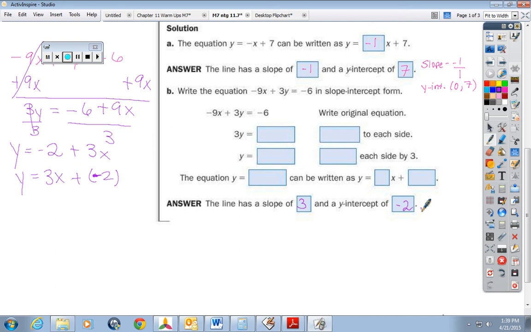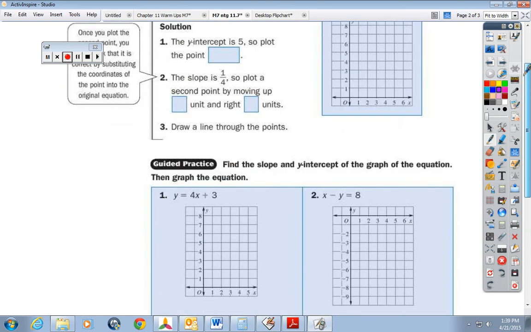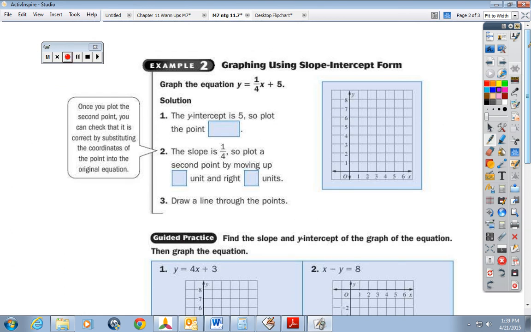Now what about example A? Was the slope positive or negative? Negative. Okay? So this is the last page we're going to do, the second page. This teaches us how to graph it without doing a t-chart, or without using the intercepts.